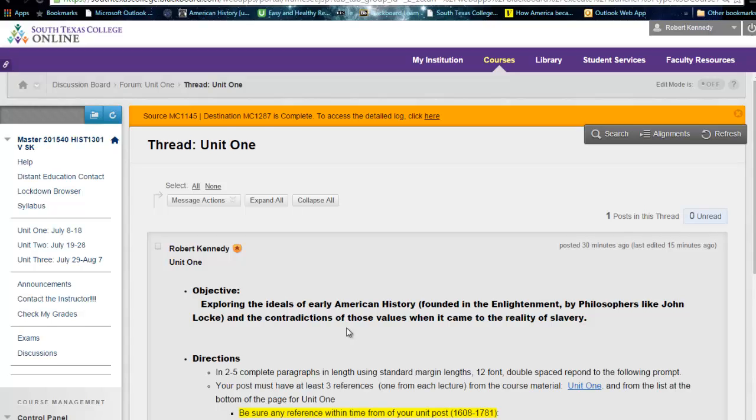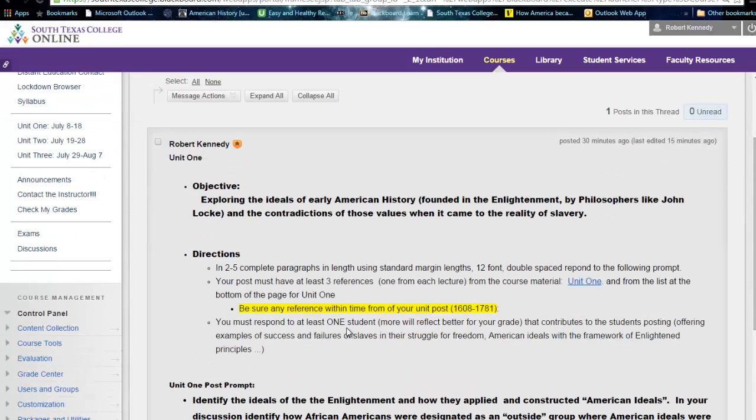slavery. So what you're going to do is write a 2 to 5 paragraph post. 5 paragraphs would be quite a bit for this post. So if you don't have quite 5 paragraphs, don't worry about it. Some students do write quite a bit, and as long as they are offering examples within their post and it's relevant and germane to the discussion post prompt, which is below, and I'll show that in just a second, have at it. But usually students get this done within about 2 paragraphs.